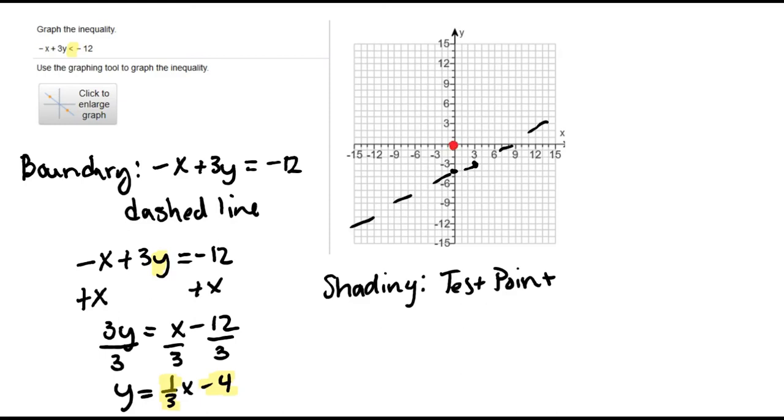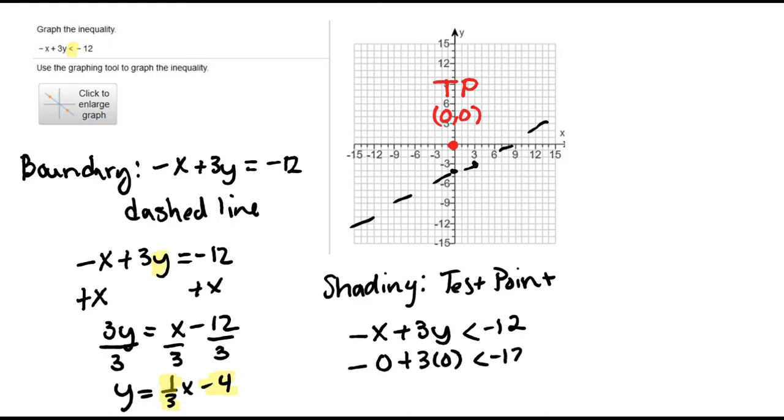Most people like to pick the origin, 0, 0, as the test point. And we're going to take that test point and substitute it into your inequality from the beginning. So we have -0 plus 3 times 0 is less than -12. Simplify this. On the left-hand side, all of that becomes 0. And we look at that statement. 0 is less than -12.